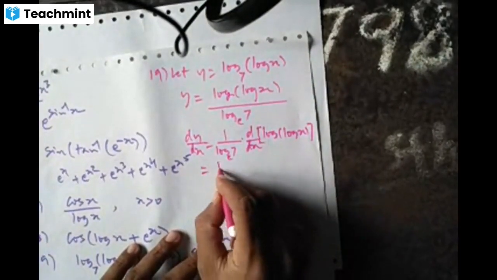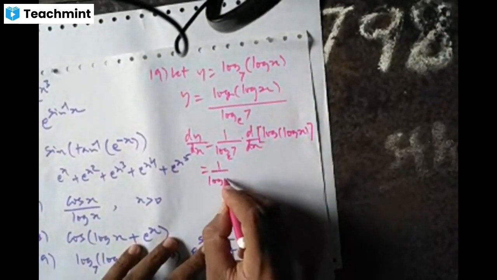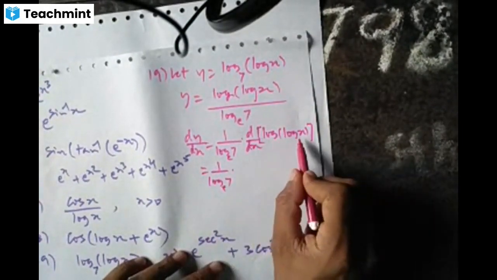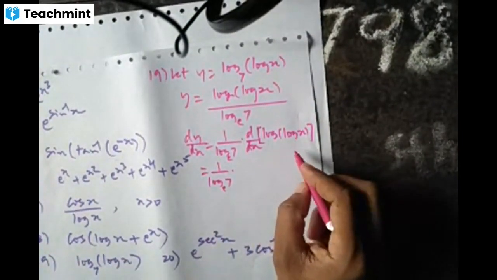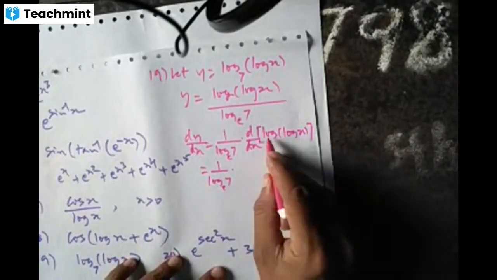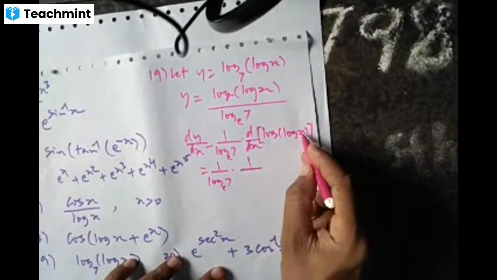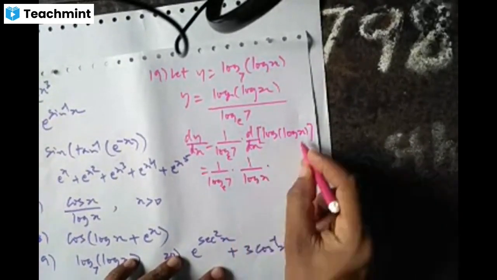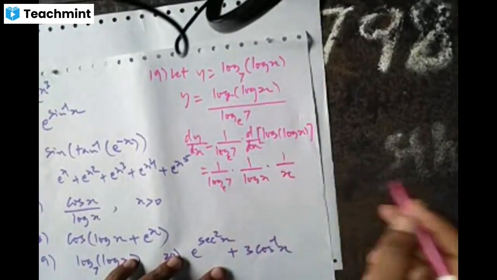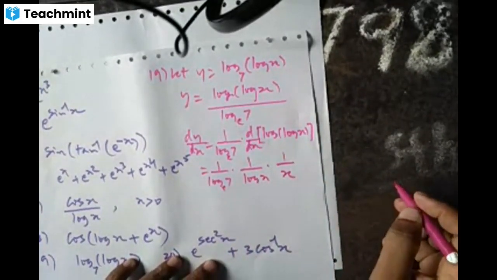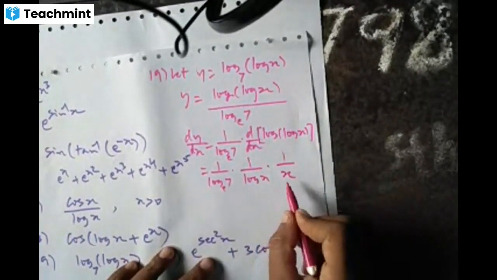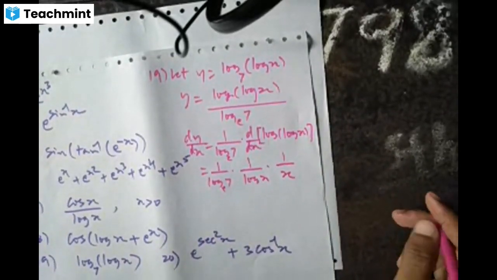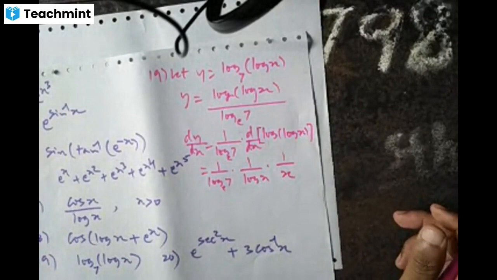So dy by dx is equal to 1 by log 7 to the base e into log of log x, a composition of 2 functions. So using the chain rule, we get 1 by log x into the derivative of log x, which is 1 by x. Okay. So this is the derivative of the given function. Okay. So try to solve the other problem.